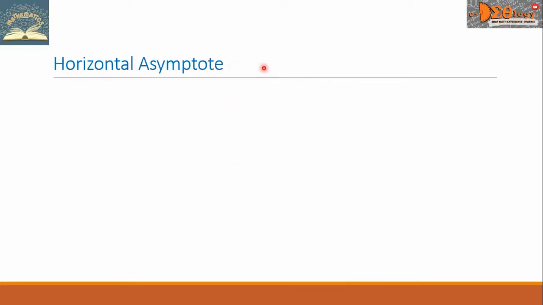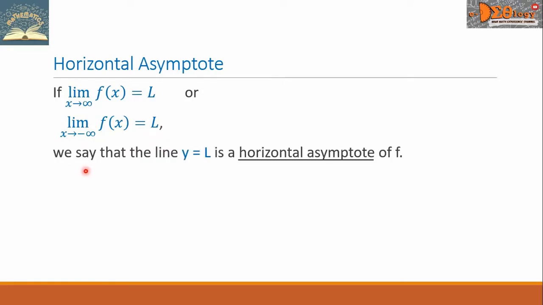Let's have now the formal definition of horizontal asymptote. If the limit of f of x as x approaches infinity equals capital L, or the limit of f of x as x approaches negative infinity equals capital L, we say that the line y equals capital L is a horizontal asymptote of f.